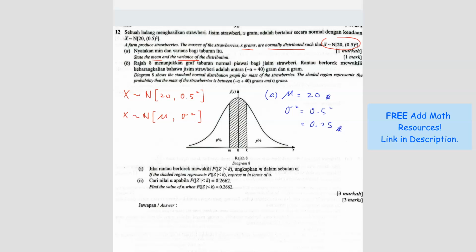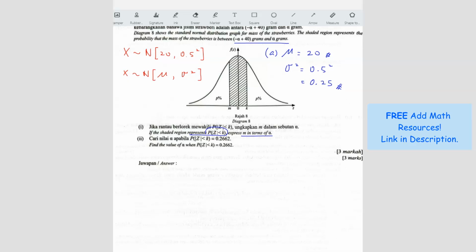Okay, question A done. Question B, the diagram 8 shows the standard normal distribution graph for the mass of strawberries. The shaded region represents the probability that the mass of the strawberries is between, okay, so they gave you the mass here. This is the actual mass, between negative alpha plus 40 and also alpha. So question B1, if the shaded region represents this, express m in terms of alpha. Is that alpha or A? Okay, anyway, I think it looks like alpha.